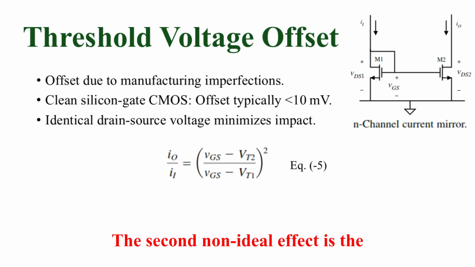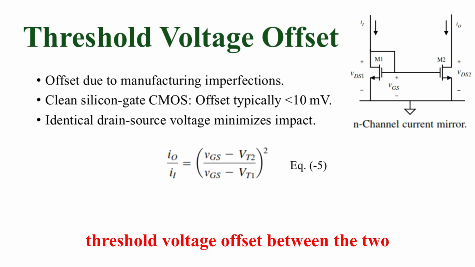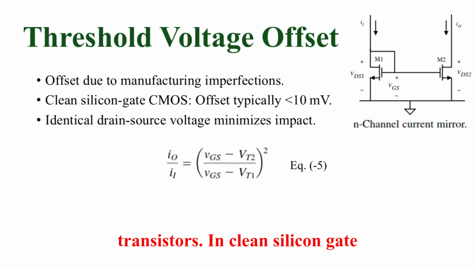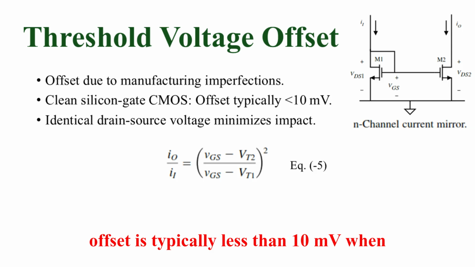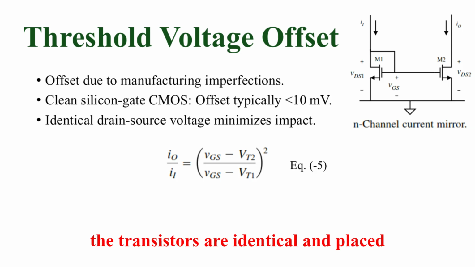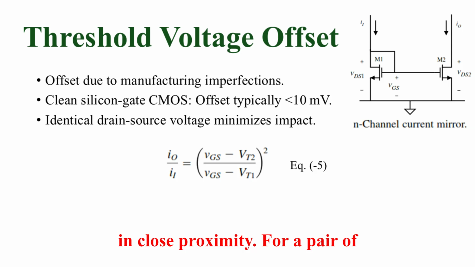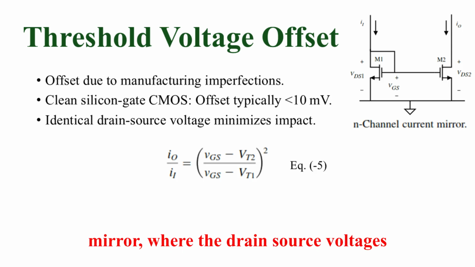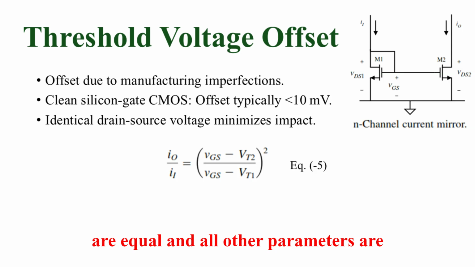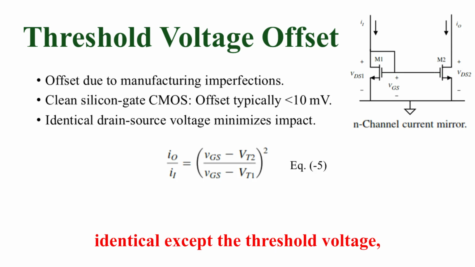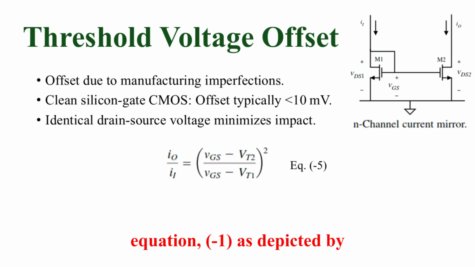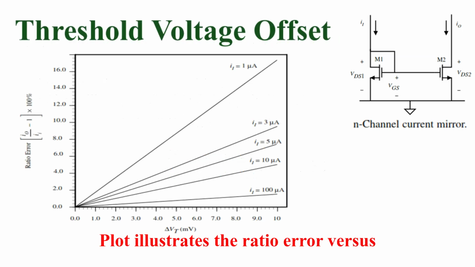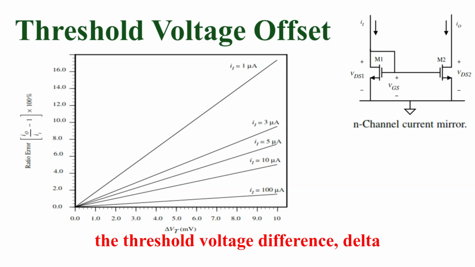The second non-ideal effect is the threshold voltage offset between the two transistors. In clean silicon gate CMOS processes, this offset is typically less than 10 mV when the transistors are identical and placed in close proximity. For a pair of transistors configured as a current mirror, where the drain source voltages are equal and all other parameters are identical except the threshold voltage, the behavior simplifies as depicted by equation 4. The plot illustrates the ratio error versus the threshold voltage difference, delta VT.